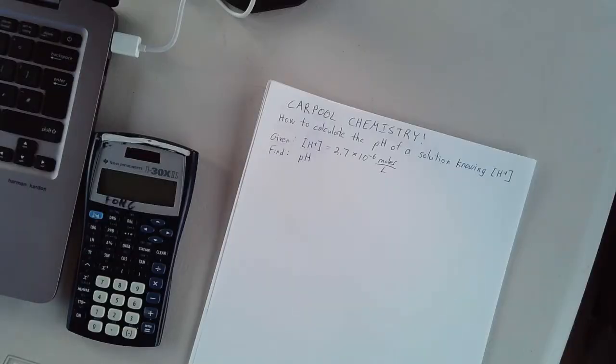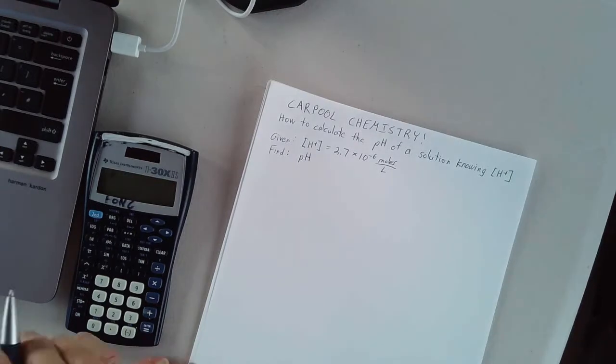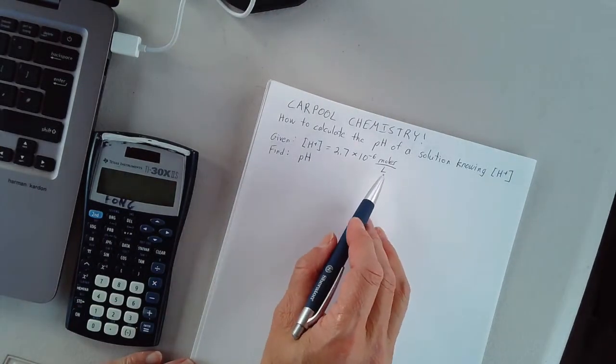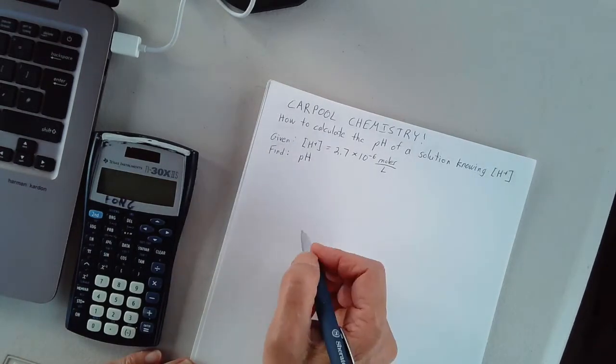carpool chemistry. Today, we're going to learn how to calculate the pH of a solution knowing the H plus concentration. So let's say you have an H plus concentration of 2.7 times 10 to the minus 6 moles per liter, and you want to find out what the pH is.